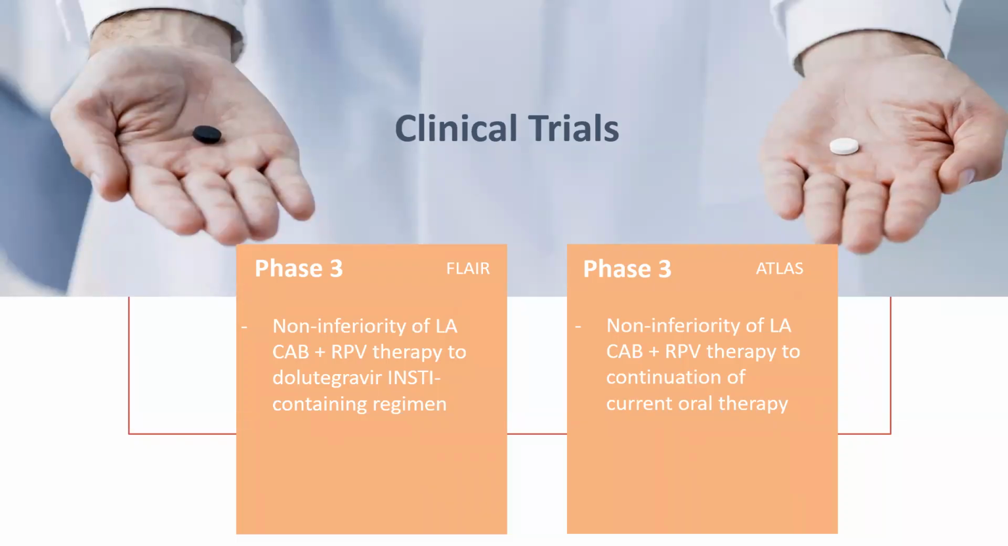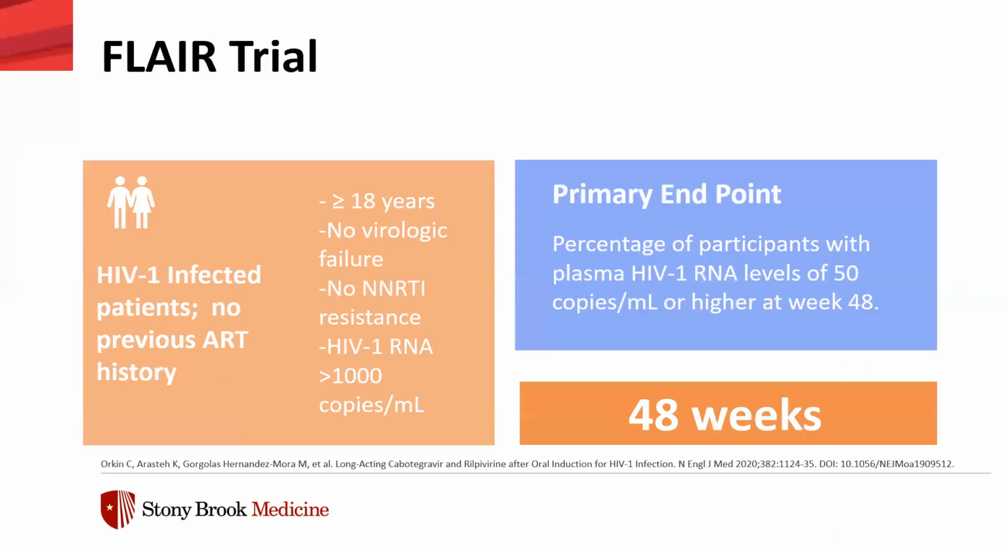The efficacy of Cabenuva was evaluated in 2 phase 3 randomized parallel arm non-inferiority trials that were active controlled, the FLAIR and ATLAS trials. The FLAIR trial specifically looked at patients with a positive HIV infection that had not had previous ART history. They were included if they did not have virological failure and did not have NNRTI resistance. The primary endpoint of the FLAIR trial was the percentage of participants with a plasma HIV RNA level of 50 copies per milliliter or higher after 48 weeks.